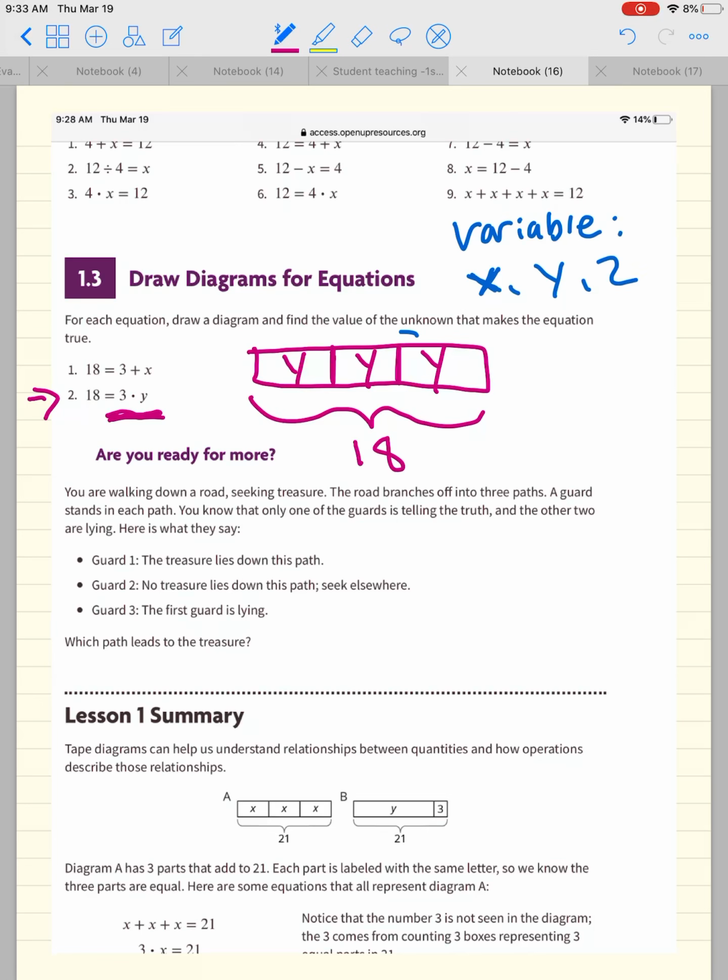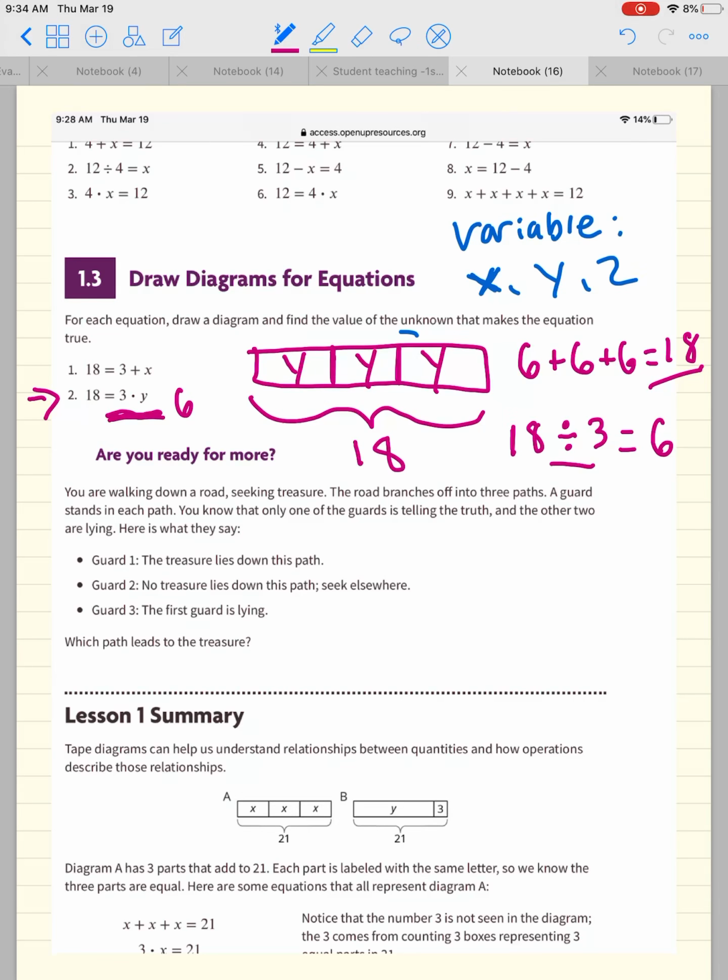I could try another one. I could try 6, since 5 was really close, and try 6 plus 6 plus 6, and I know that 6 plus 6 equals 12, and 12 plus 6 more equals 18. So that worked. Another way I could have figured that out is I know that 18 split into 3 parts is the same thing as 18 divided by 3, and 18 divided by 3 is equal to 6. And so the value of y for number 2 is 6.